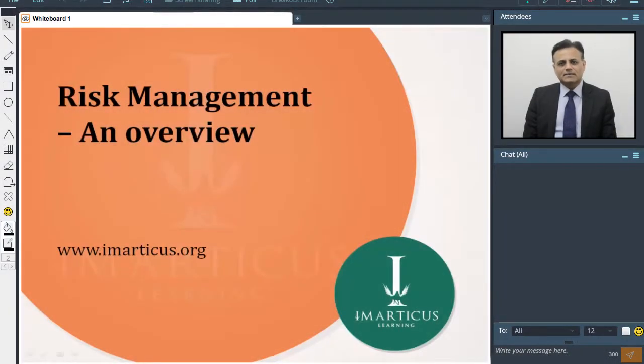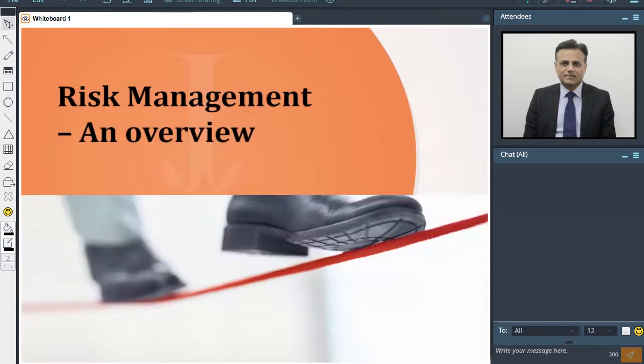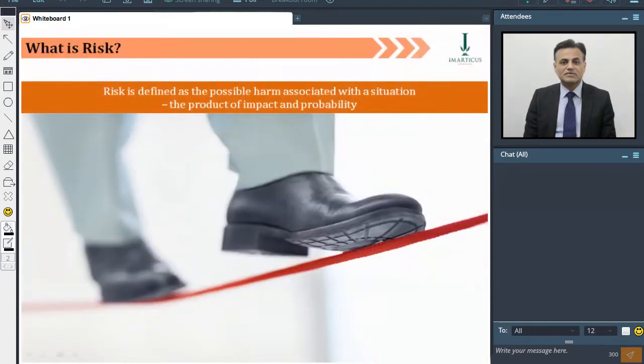Hello, let's try and understand what is risk management. But before we do that, let's first try and define what is risk. Risk is the possibility of a loss, and this is owing to an uncertainty. What is important is the uncertainty of it. Any certain event is not a risk unless there is an element of uncertainty in it.